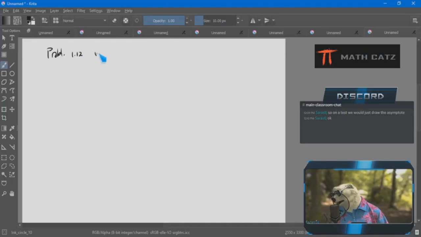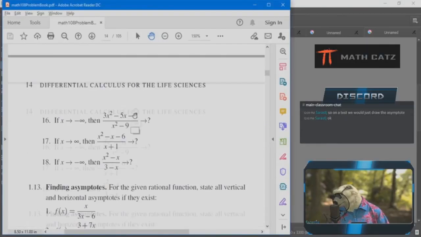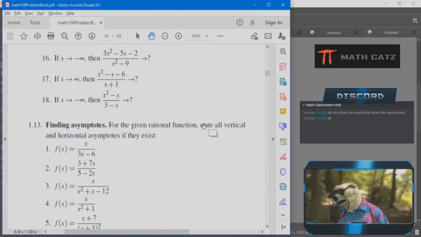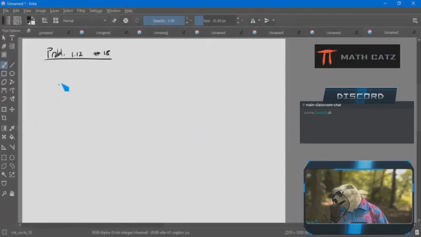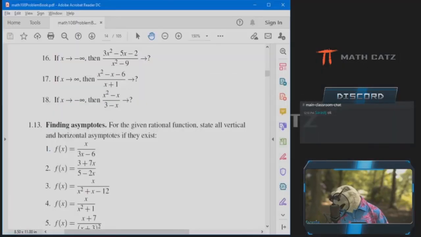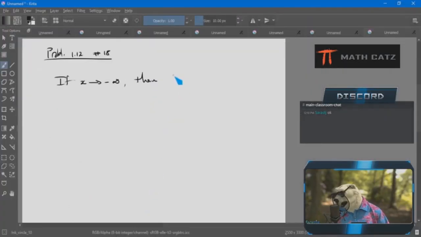Problem 112, number 18 is this one. Again, not hard. Let me just write it down. The most time-consuming thing here is copying down the question. Then, what are the polynomials involved? x squared minus x over 3 minus x. The long-term question is really the nicest question. I don't even care what happens to these. I care about leading terms. Everything else is completely irrelevant.